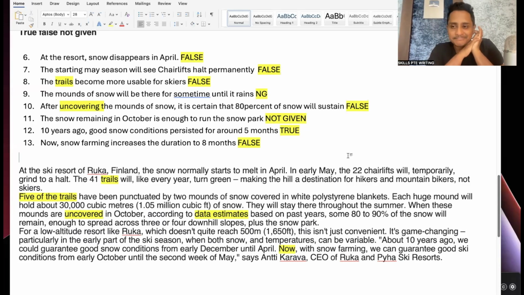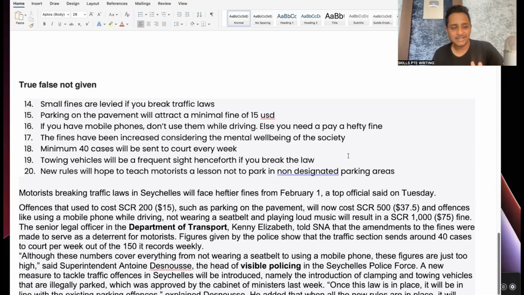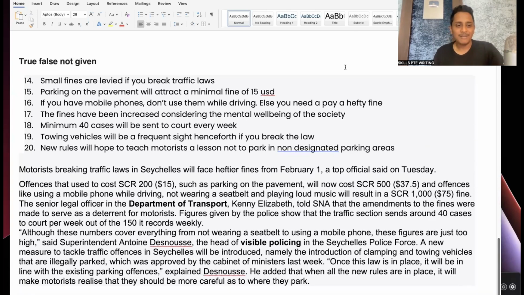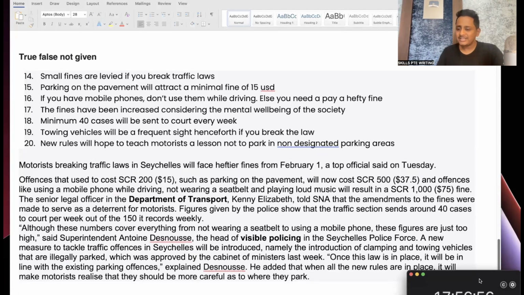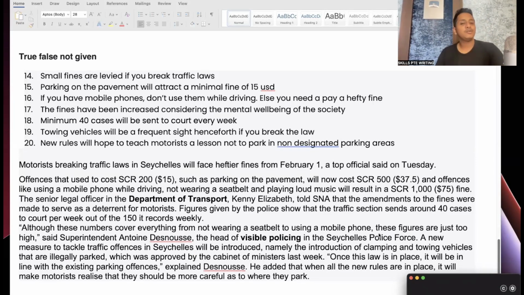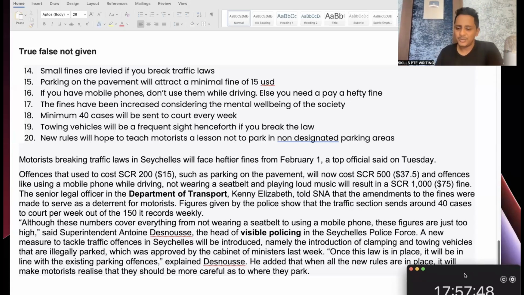Any doubts? Keep track of the mistakes that you've made. We move on to the last 7 questions. I'm going to add a timer of 5 minutes. It's a very simple one. Something like this you can expect in the exam. They give you a scenario, a traffic fine scenario. It's going to be something similar to this. Let's do it quickly. 5-minute timer. Ready.